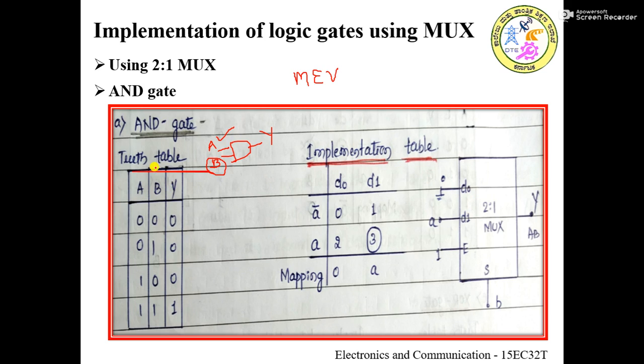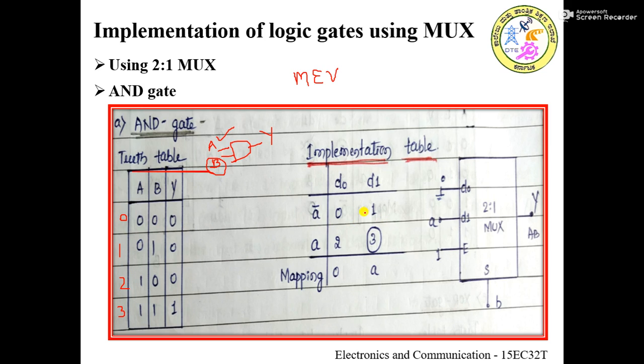So let's write the truth table first. For the AND gate, you already know the truth table: with 0 0 the output is 0, with 0 1 it is 0, with 1 0 it is 0, and with 1 1 the output is 1. If you write the decimal equivalents of the input combinations, this will be 0, this will be 1, this will be 2, and this will be 3.